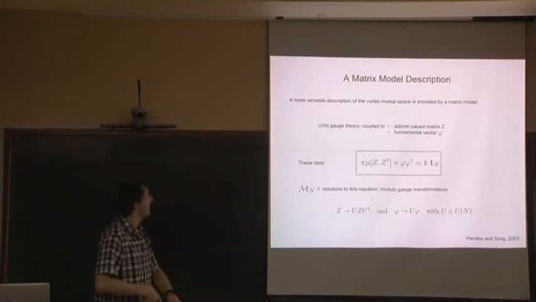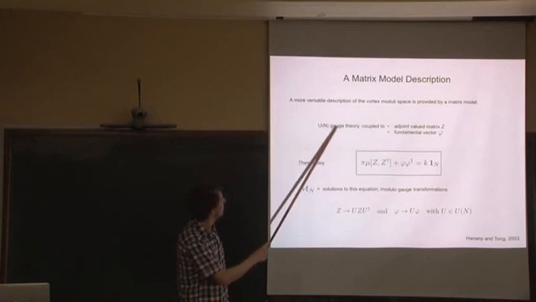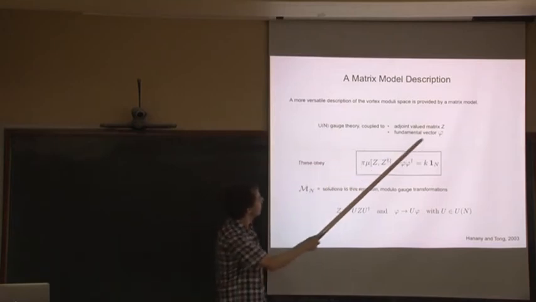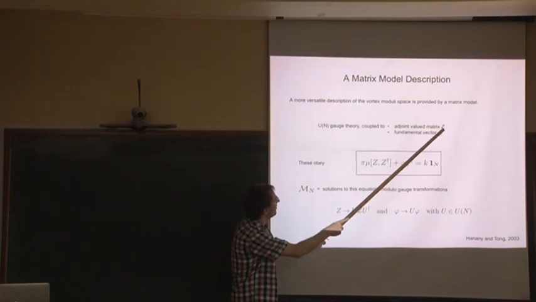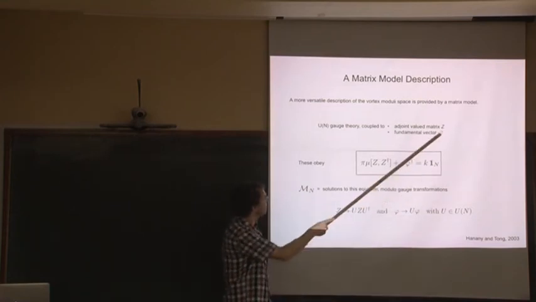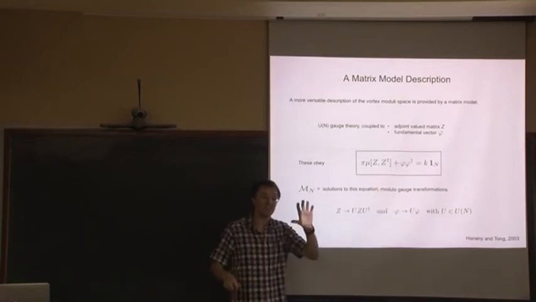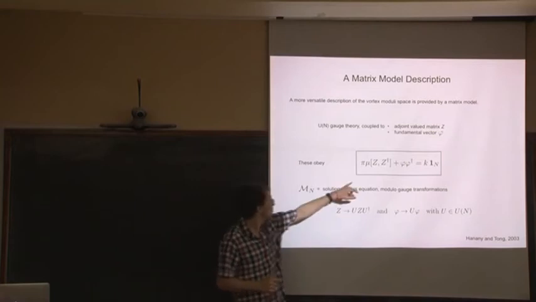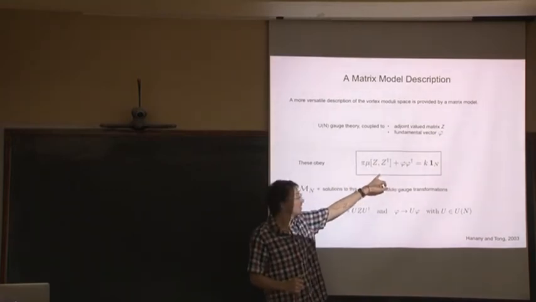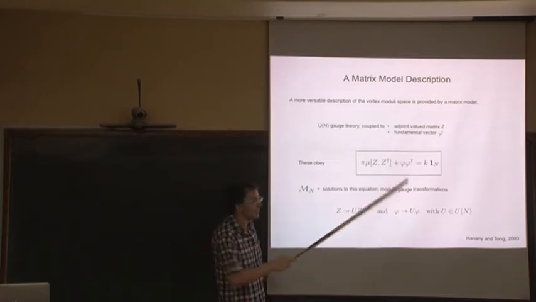And the gauge theory turns out to be the following. You have n vortices. What you need is a U(N) gauge theory coupled to two fields. Adjoint complex scalar Z and a fundamental scalar phi. And the requirement is that Z and phi have to obey the following constraint. So there's some numbers, but [Z, Z dagger] plus phi phi dagger.